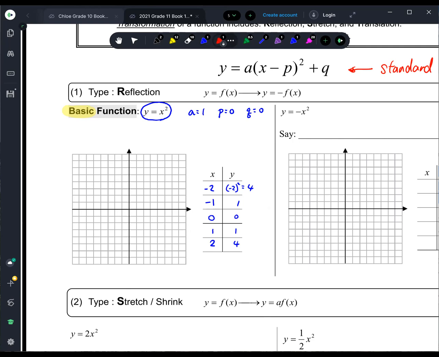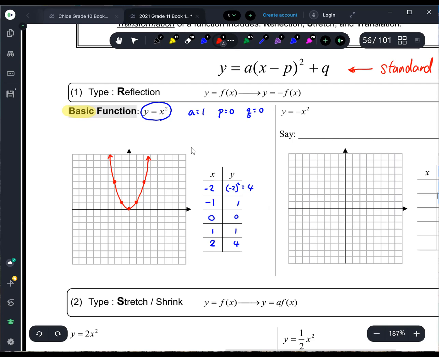-2, 4. -1, 1. 0, 0. 1, 1. 2, 4. Remember this is a curved line, not a straight line. So do not use a ruler to connect points. It's curved. Once you've got a graph, please raise your hand. There are a few things we need to talk about on the graph.